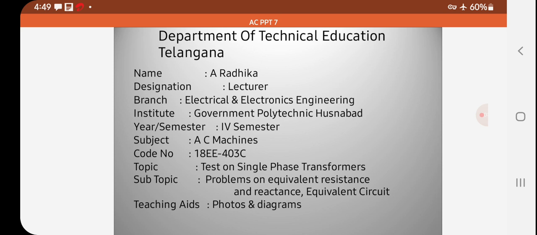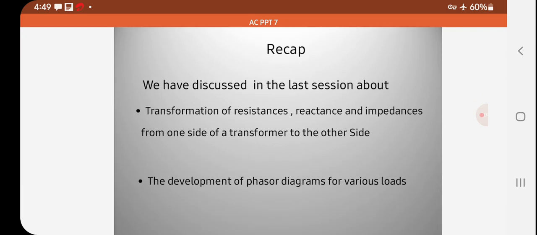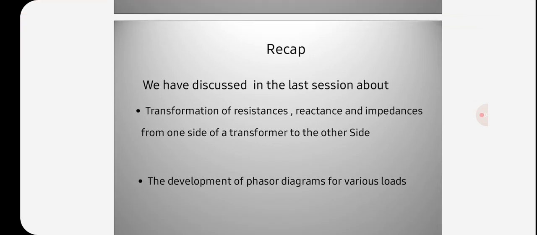So, this is the second chapter, on single phase transformers. Today, we are going to discuss a few problems on equivalent resistance and reactance and equivalent circuit. Already in the last class we discussed the transformation ratio, and the transformation of resistance, reactance, and impedances from one side to the other side, and the development of phasor diagrams for various loads.